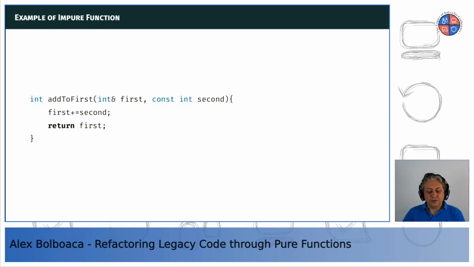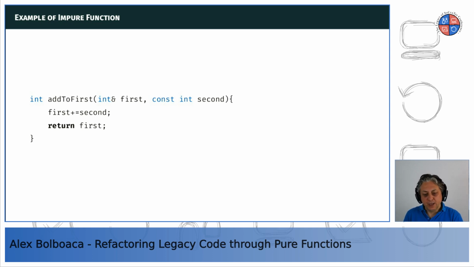An impure function would be something like this. And again, if you are not familiar with C++, what you have there is an int ampersand first. That means it's a reference kind of variable. You can change it when you do first plus equals second. That actually changes the first parameter, and when you return it, it's actually also changed. And this would be an example of an impure function, something that changes the parameter or the state that's around it.